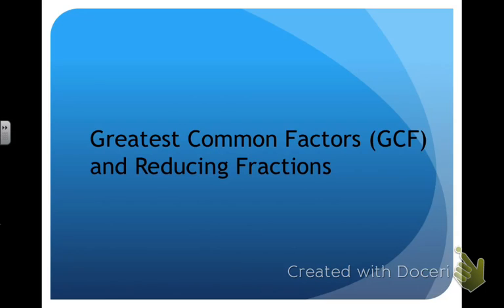This episode is going to focus on understanding a little bit better greatest common factors, or GCF as they're known, and how we use those to reduce fractions. Now in math, factors are two numbers that you can multiply together to get another number. So in this example, we're going to find the factors for 12. What two numbers can we multiply together to get the number 12?